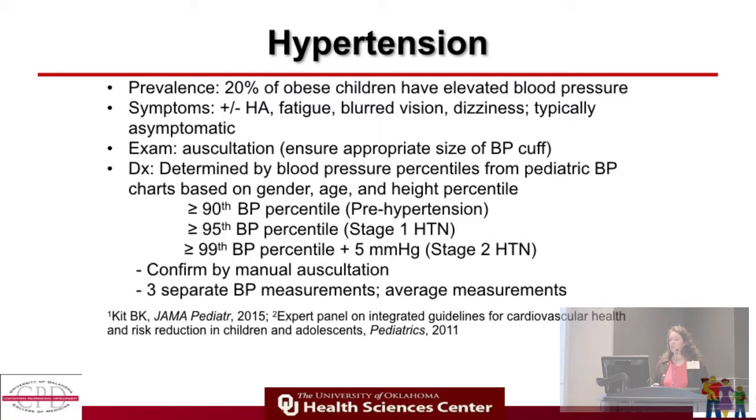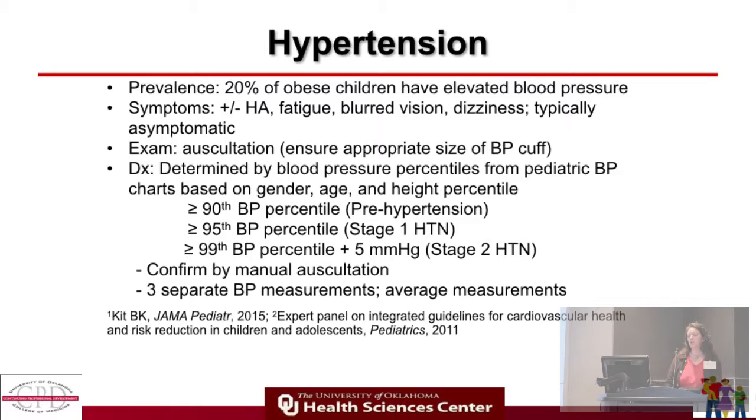And then hypertension. So 20% of obese children have elevated blood pressures. It's usually asymptomatic. I've seen headaches with some of my hypertensive kids. You have to look for blurred vision, dizziness. Again, you're going to get this on your vital signs.